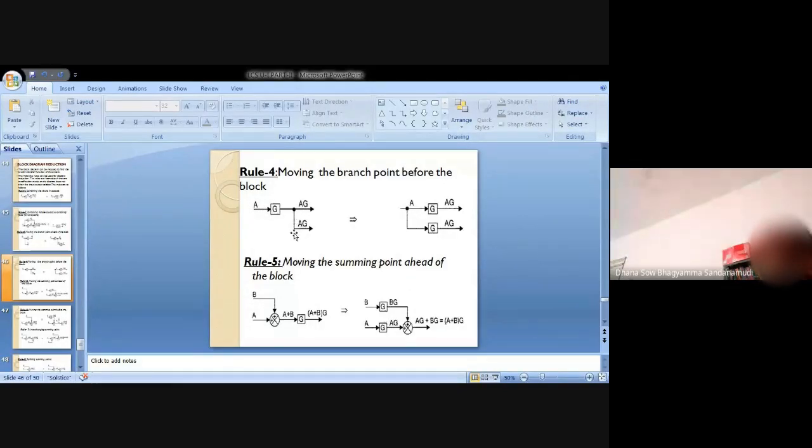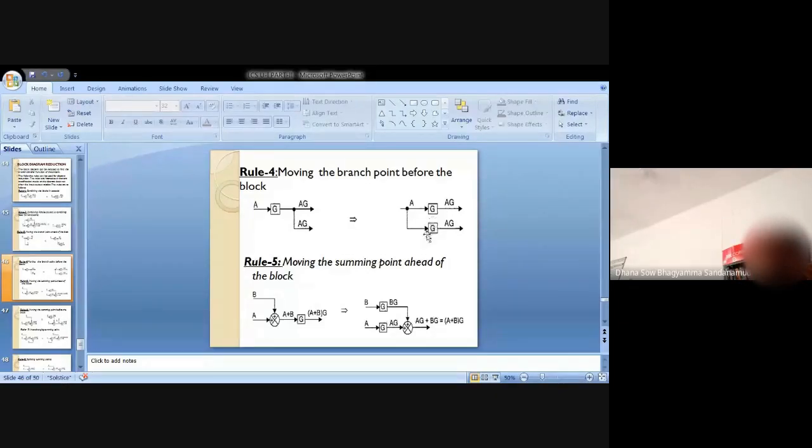There is a branch point from which a signal is coming out. So definitely the magnitude of the signal, or the value of the signal, will be AG only. I want to move this branch point before this block, so my output should not vary for the signal. If I move this branch point before this block, the signal will have only the value A. But I want AG.